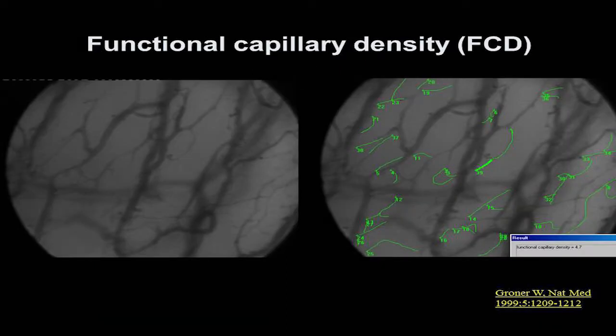So therefore, I think capillary density is a very sensitive marker. This is an example of how you could look at this density. So basically you draw all the little capillaries that are perfused with red blood cells, and the computer can calculate the density.